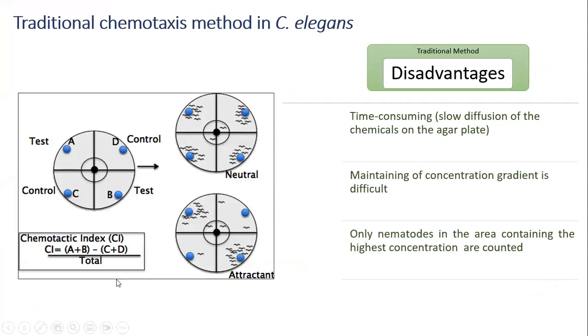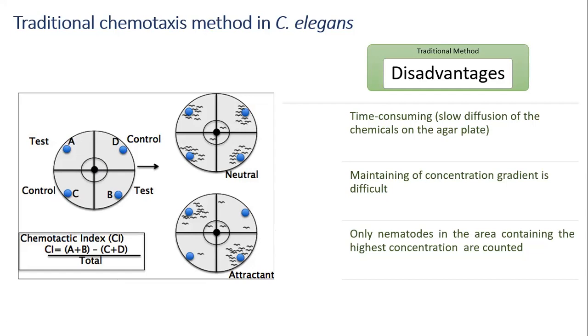Here you can see the traditional method to perform chemotaxis assay. C. elegans chemotaxis is traditionally assessed on agar plate. To briefly describe this method, a point source of a particular chemical is placed on an agar plate for establishing a concentration gradient of this compound. Worms are then placed on this agar plate and left to grow. The chemotaxis behavior is analyzed by counting the number of nematodes in the source area of the chemical.